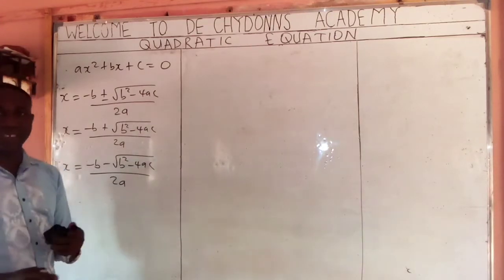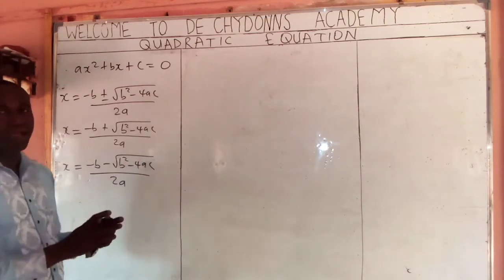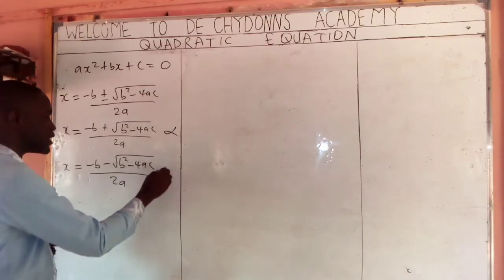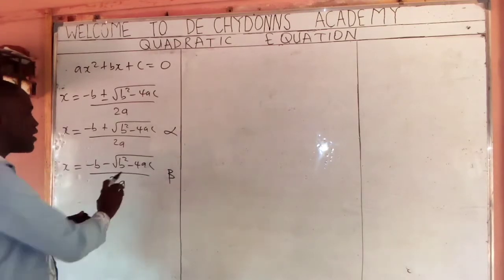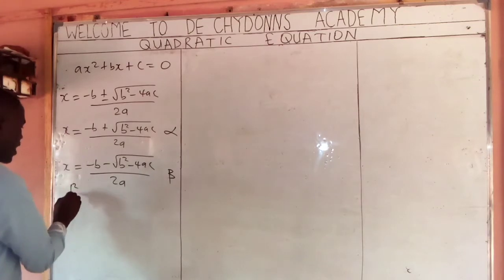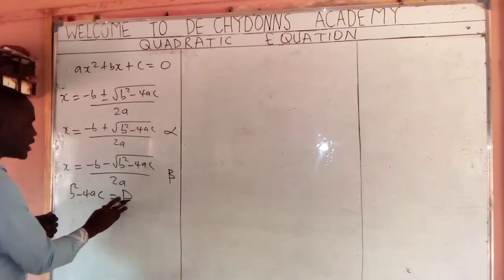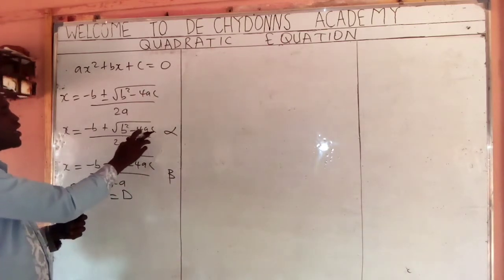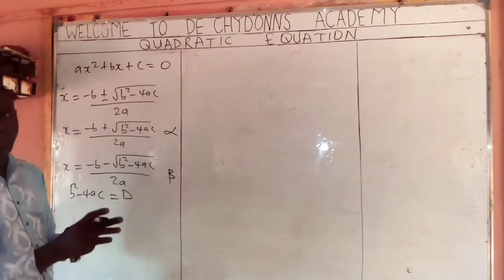Now, in mathematics, we can name this any letter. I can name this alpha and name this beta, and say that whenever I see this, it is alpha, and whenever I see this, it is beta. I can also say that b squared minus 4ac is equal to D, and that D is called the discriminant. So whenever I see b squared minus 4ac, I can replace it with D.